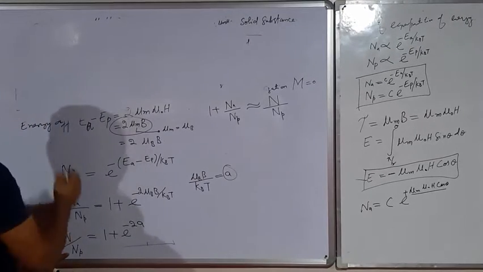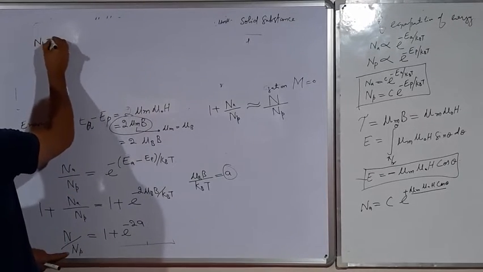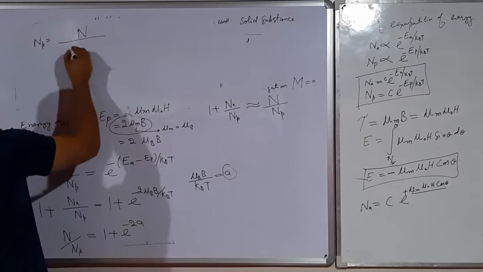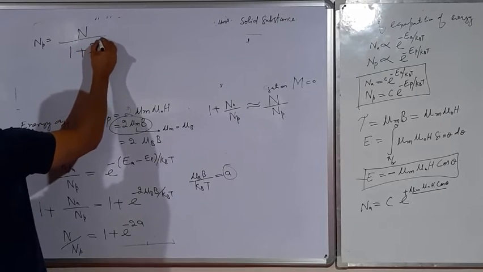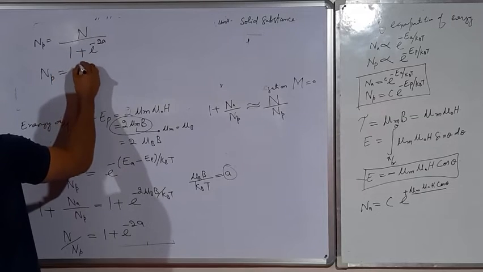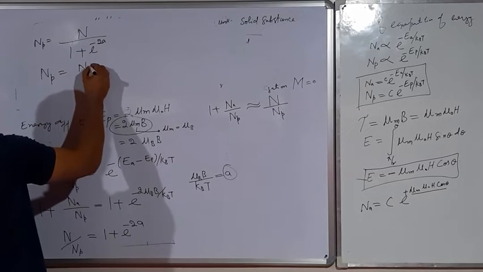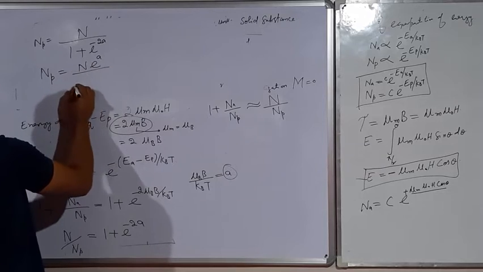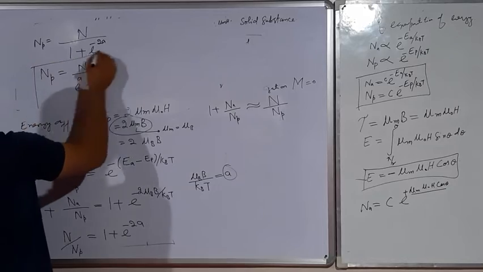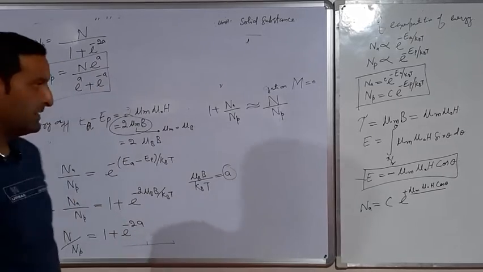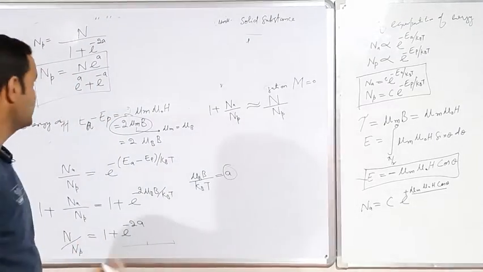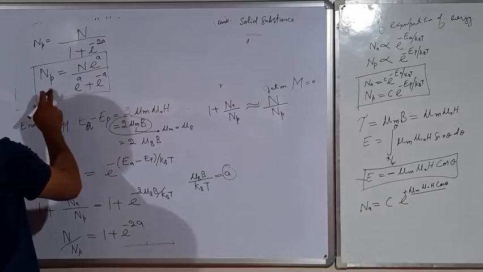So here Np will be equal to N upon 1 plus e power minus 2a. If it is multiplied and divided by e power a, then it becomes e power a plus e power minus a. So this is Np. Because we have to calculate the magnetization, that will depend upon Np minus Na. So the value of Np is this.